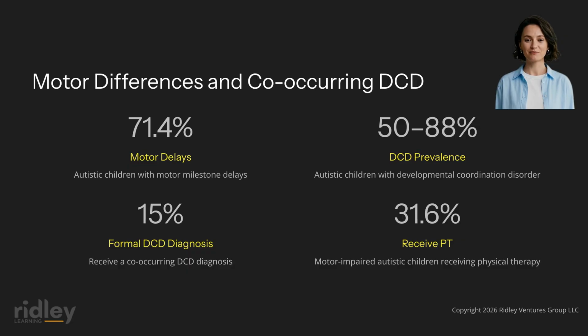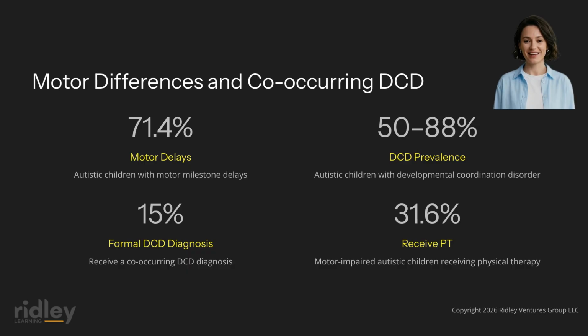A 2024 systematic review and meta-analysis by Kangarani Farahani and colleagues confirmed that 50 to 88% of autistic children demonstrate significant motor impairment consistent with DCD, but only 15% of studies published after the 2014 DSM-5 recognized these difficulties under the DCD label, and only 15.1% of affected autistic children received a formal co-occurring DCD diagnosis.